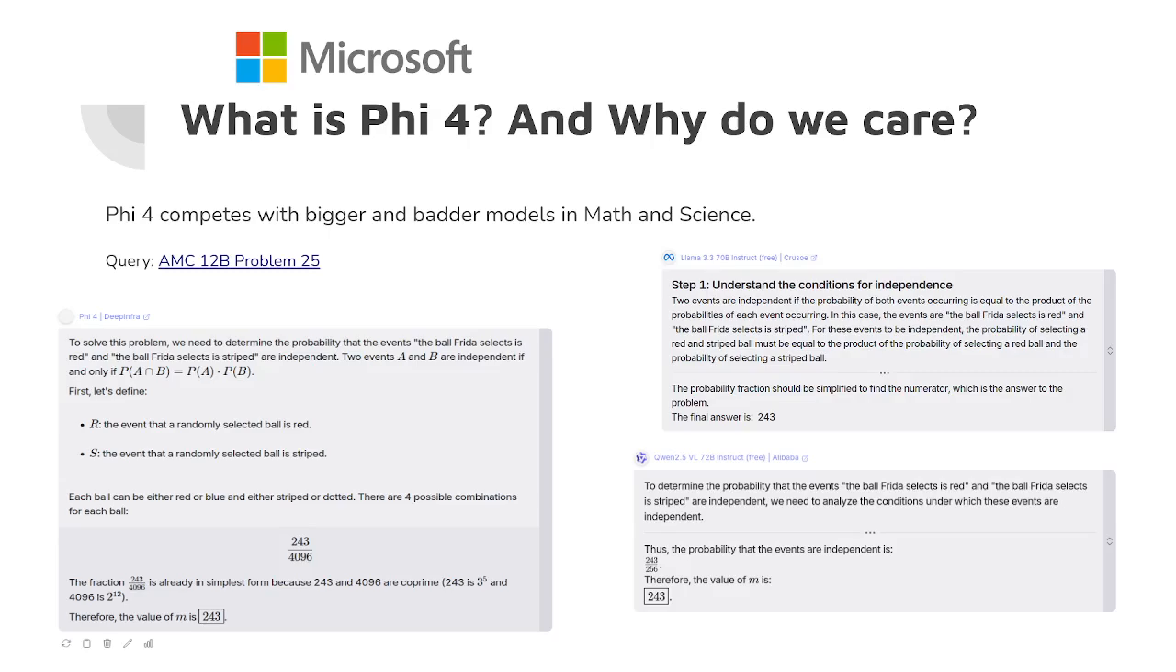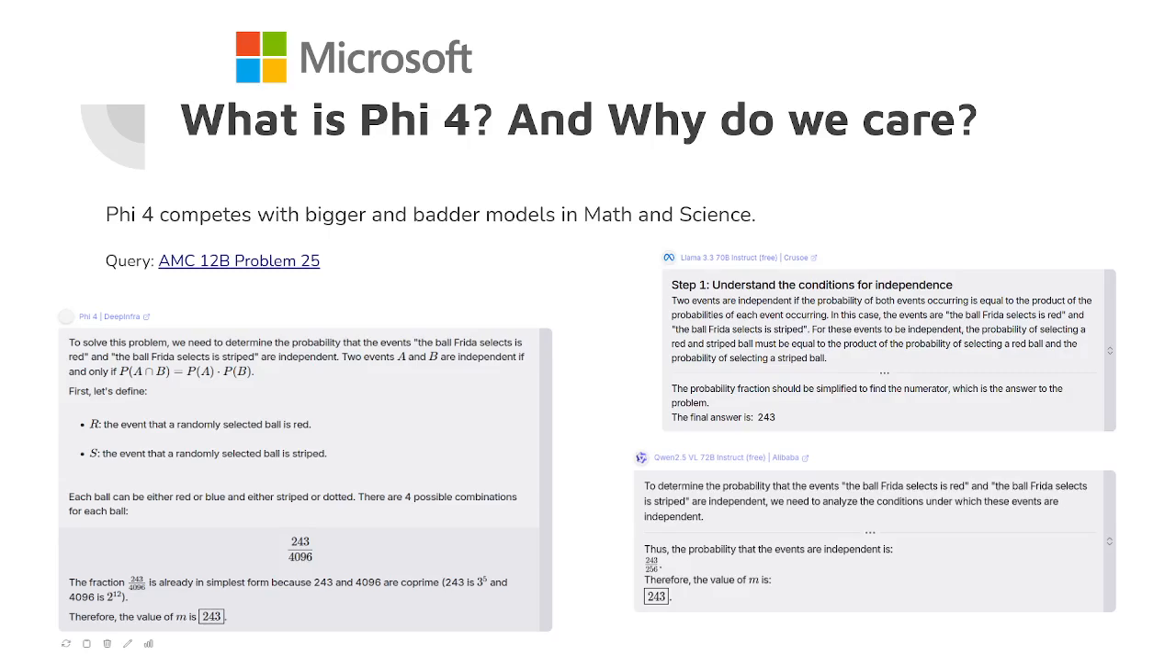To give some intuition, I asked three models, including Phi-4, this relatively hard math problem, which is from the AMC 12, problem 25, which is the hardest out of the AMC problems. So basically, through some reasoning steps, we all get to this value of 243, which is the correct answer. So all the models were able to do this. So that may not be shocking to you, and if not, that's totally fine.